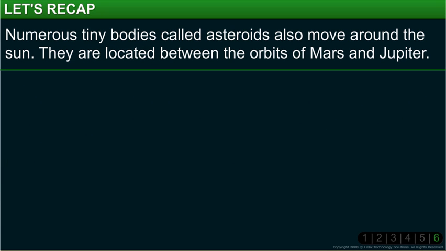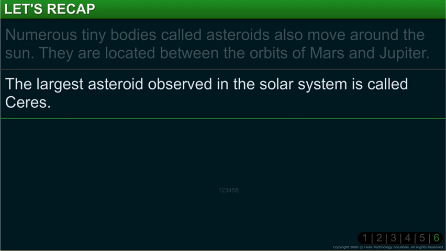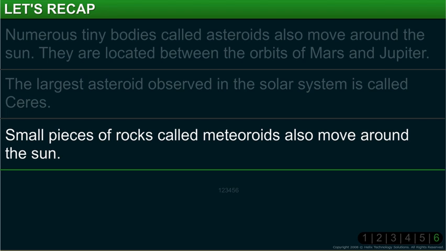Numerous tiny bodies, called asteroids, also move around the Sun. They are located between the orbits of Mars and Jupiter. The largest asteroid observed in the solar system is called Ceres. Small pieces of rock, called meteoroids, also move around the Sun.